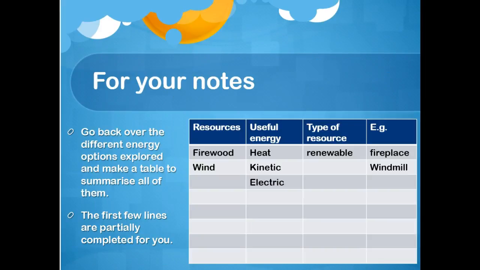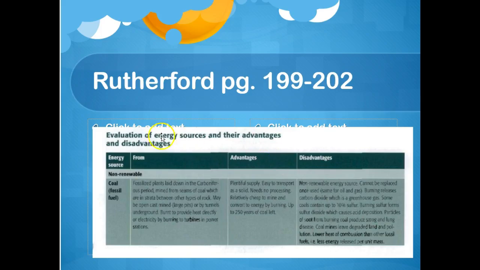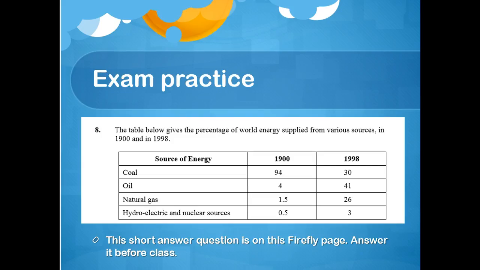So now you've had this overview, go back to the different energy options explored and make a table to summarize all of them. So here's the resources, so list those, useful energy, type of resource, and some examples. So that's just to make summary notes. And then go and read Rutherford, page 199 to 202, where she summarizes then the advantages and disadvantages of the different energy sources, and she classifies them as non-renewable, renewable, and replenishable. And finally, on this same web page, you'll find a practice question. Answer this question before coming to class, and we will go over the answers then.